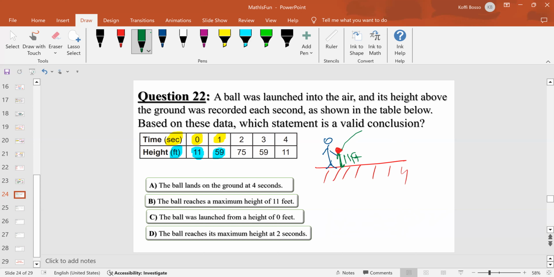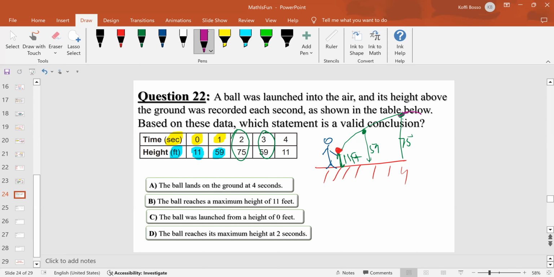So at 1 second, I have maybe the ball here, and this is what? 59. So the height now becomes 59. This continues going up. So at some point here, at 2 seconds, which is this one here, the height becomes what? 75. That means it increases. That makes sense. And from there, at 3, we have 59. That decreases, so it's coming down. Everything you throw in the air will come back to the ground.